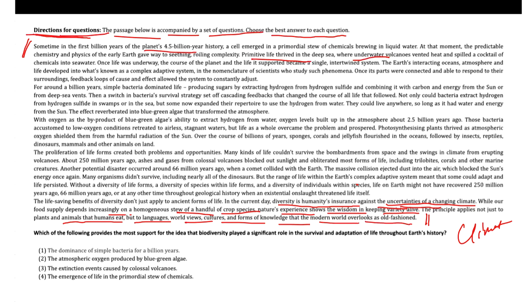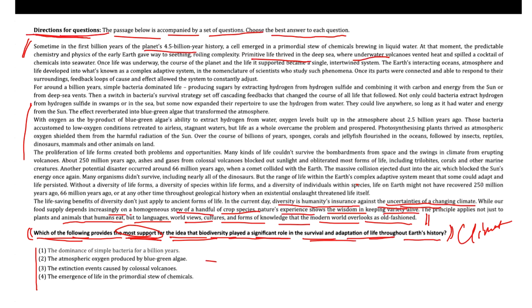So, I presume you must have read the text to get to the question's answer. Let's move to the question. Let's see what the question points out here. The first question: which of the following provides the most support for the idea that biodiversity played an important role in the survival and adaptation of life throughout Earth's history? We have four options. What is the question stated again? Which of the following provides the most support? It means strengthening the idea. What is that idea? That biodiversity played an important role in the survival and adaptation of life throughout Earth's history.